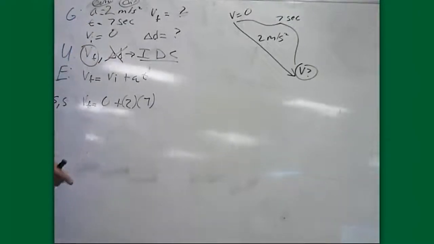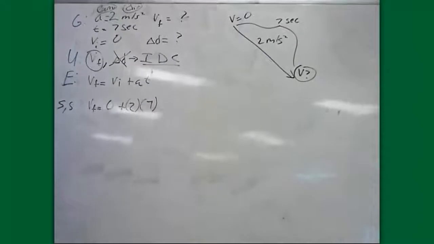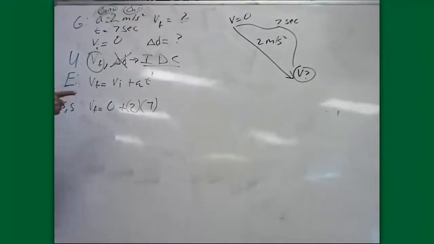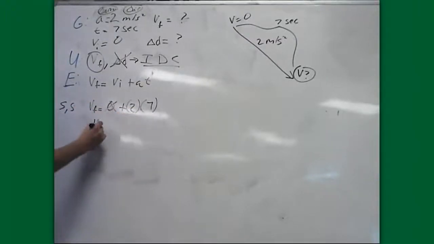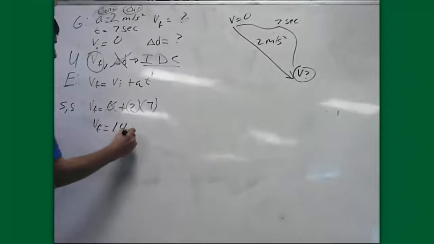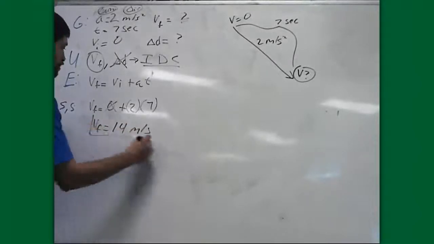The direction of these things will come in a little bit more later on in another problem. But we can solve this. This is real easy to solve now. 0 goes away. 2 times 7 is 14. So the final velocity of this skier is going to be 14 meters per second.